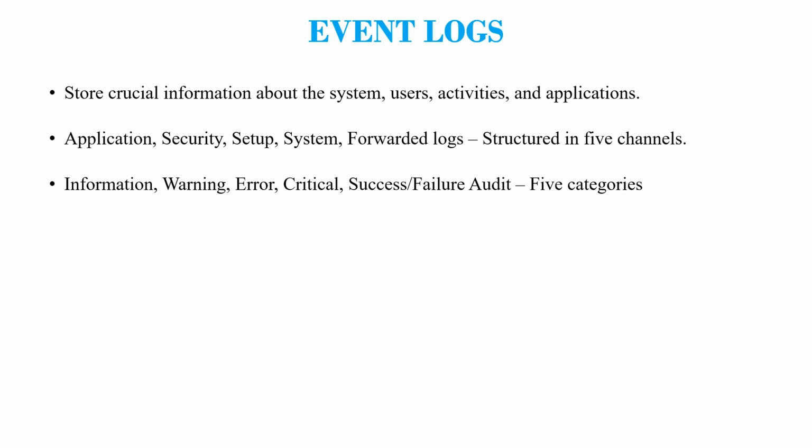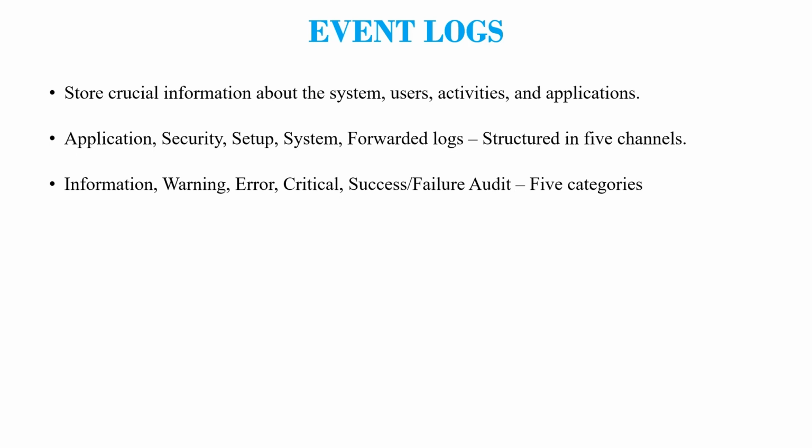So every Windows computer stores the information about the system, software, and user events in a centralized location, that is event logs. Event logs are structured in five channels, that is application, security, setup, system, and forwarded logs. Application logs contain the information logged by an application on the system. Security, it contains the incidents related to security events, means like login attempts or user privileges. Setup, it captures the installation and upgrading of operating system events. System, it contains the messages generated by the operating system. And forwarded event means the events which are forwarded by other computers.